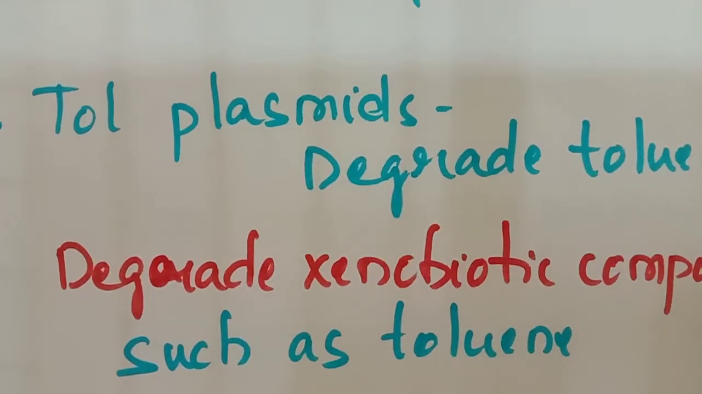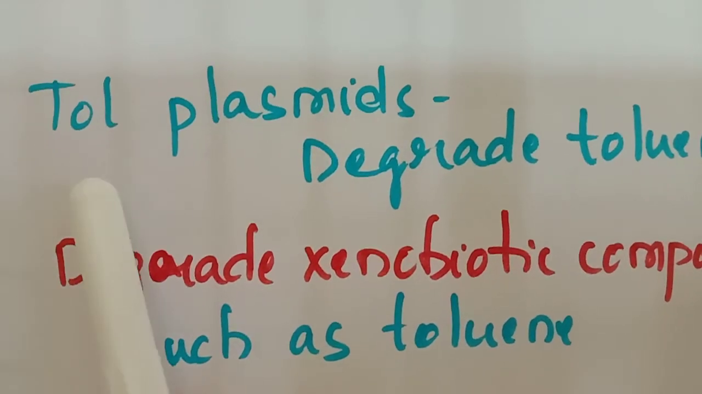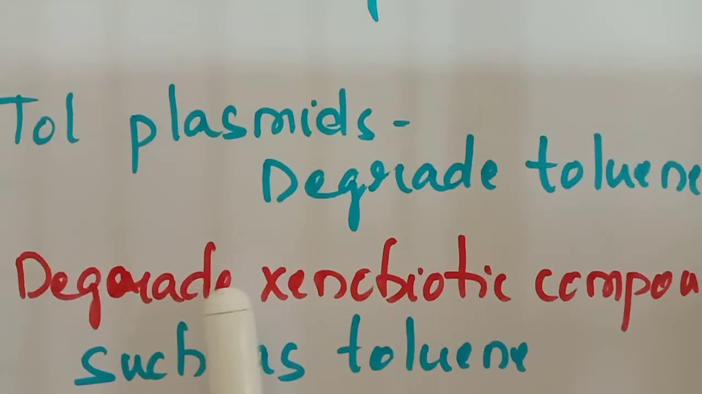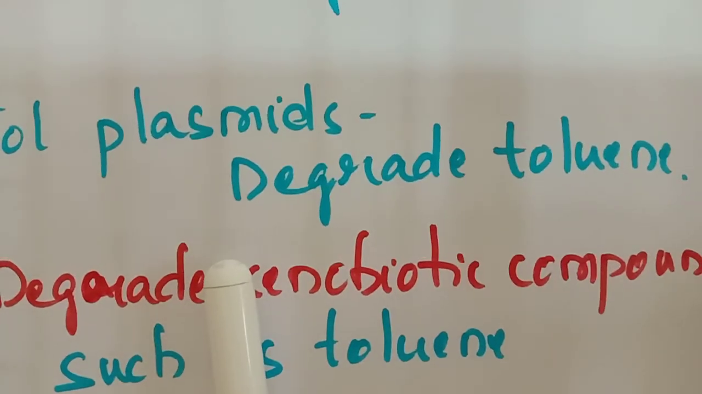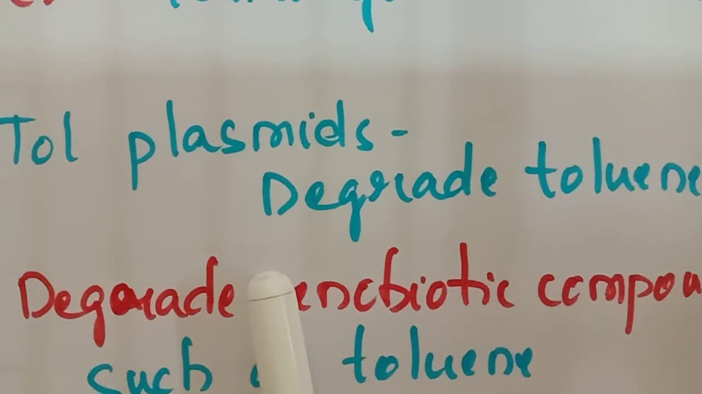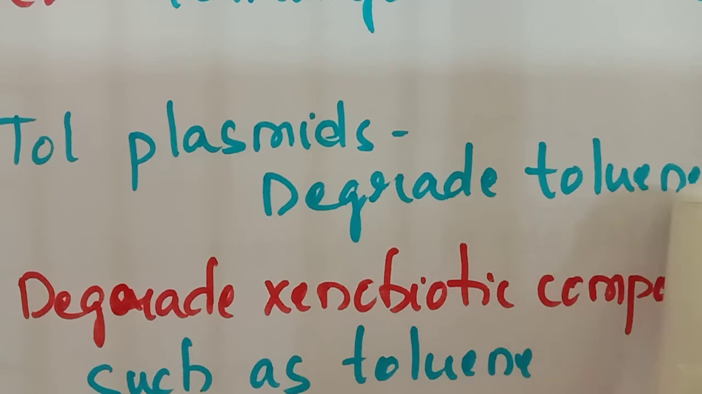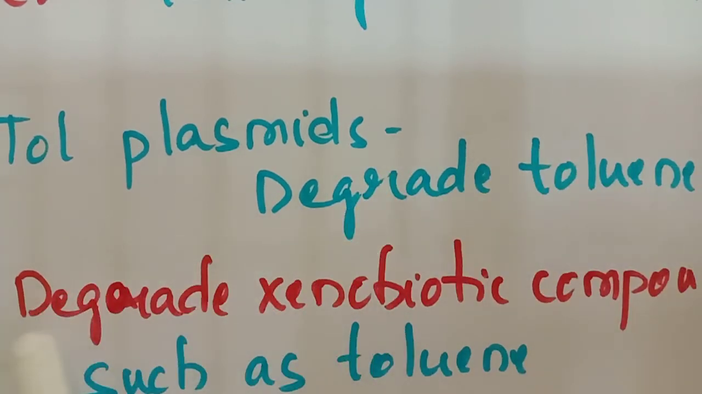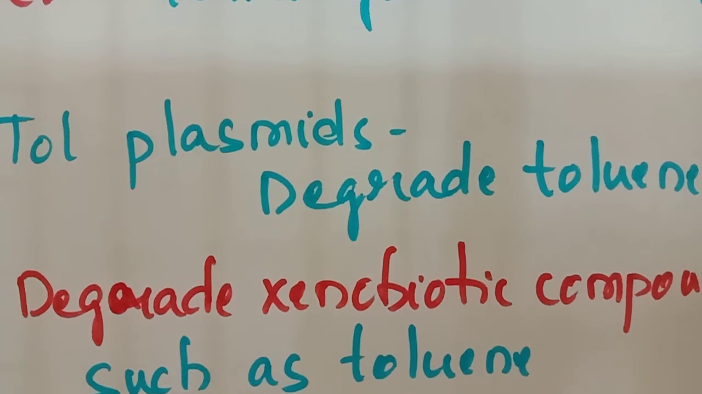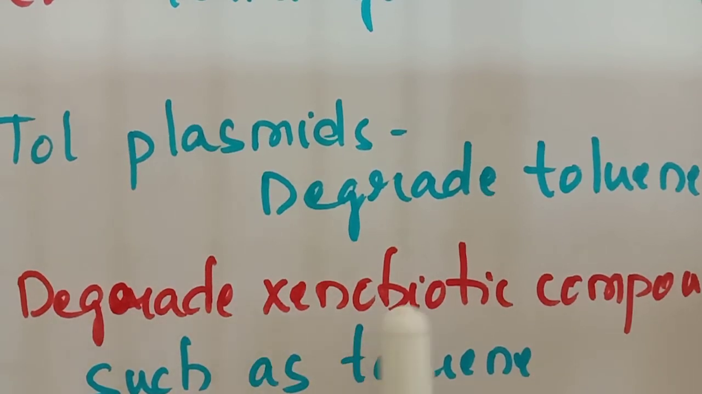The fourth category of plasmids coding for phenotypic trait is Tol plasmid. They exhibit characteristics involved in the degradation of xenobiotic compounds. So Tol plasmids are responsible for degrading toluene. They are involved in the degradation of xenobiotic compounds. Xenobiotics are nothing but compounds which are new to the biological system.